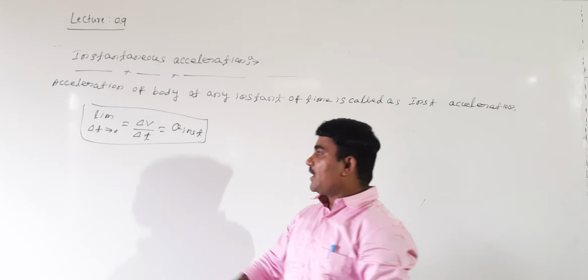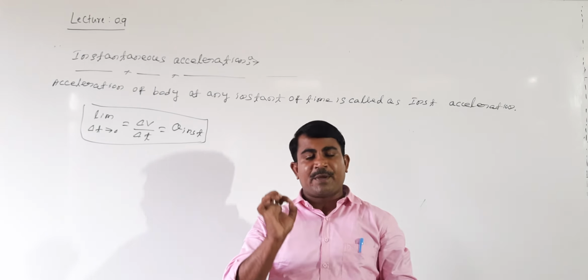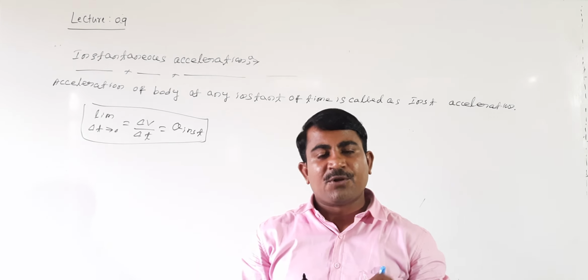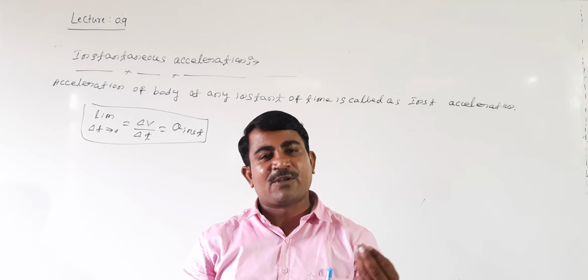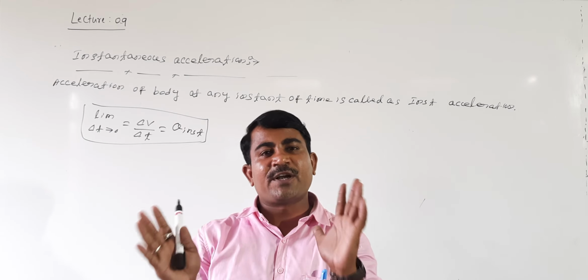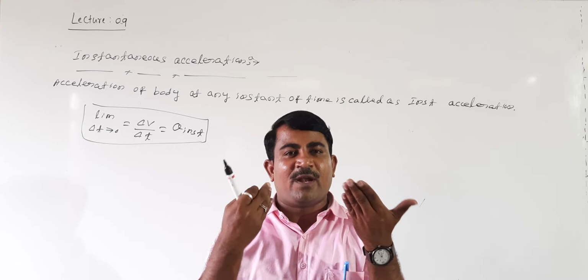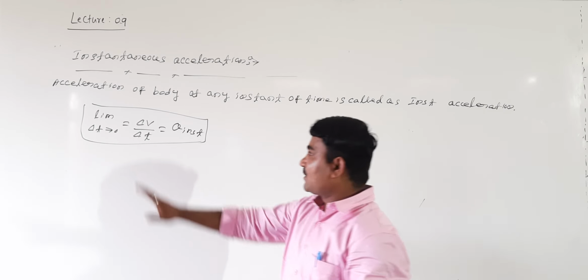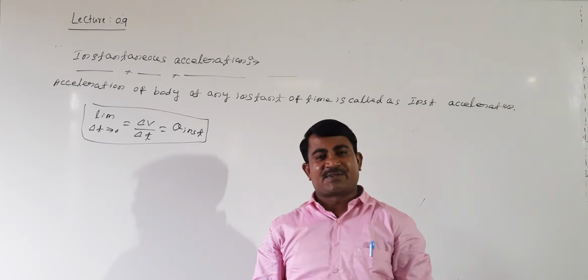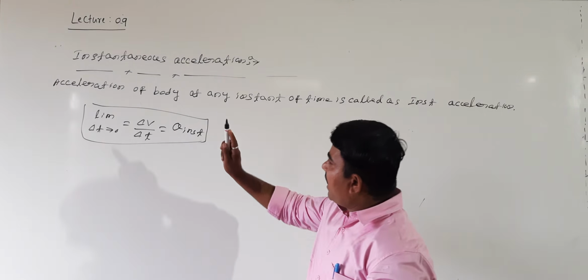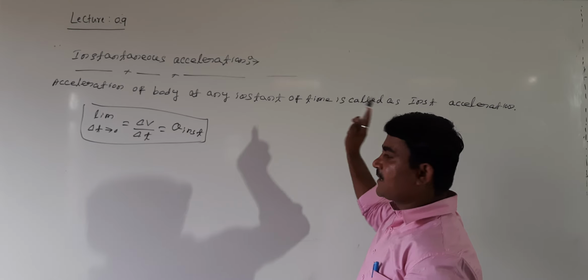The meaning of this is that the time interval must be very small. The time interval may be 0.01 second, 0.02 second, but the time is not equal to 0. I mean, in a small interval of time, how much velocity changes, that we are calling instantaneous acceleration. Right or wrong, students? Shall I give an example? Acceleration of the body at an instant of time.